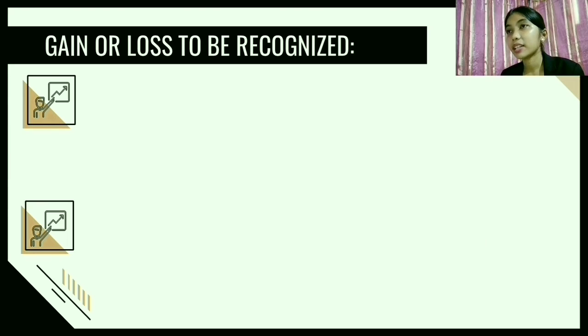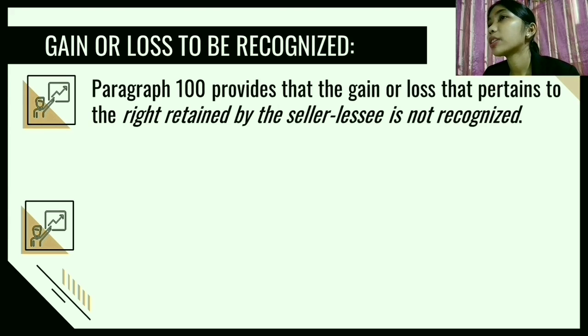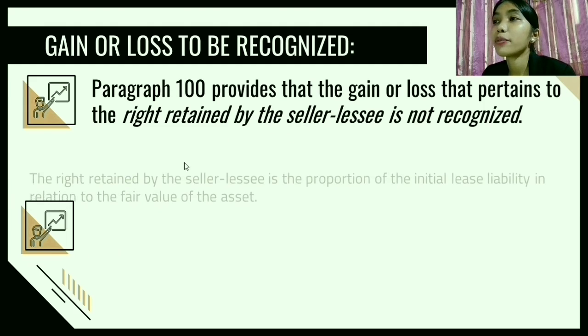Proceed naman tayo kapag meron ng gain or loss na to be recognized. So, hindi sa lahat ng pagkakataon, yung ating asset ay naibebenta ni seller-lessee na pantay or equal doon sa fair value. Minsan kasi merong mas mataas and meron minsan naman na mas mababa lang na ibebenta. So, that's why ang ating IFRS paragraph 100, the gain or loss that pertains to the right retained by the seller-lessee is not recognized. So, yung dun sa gain or loss na nagpa-pertain dun sa right retained by the seller-lessee, hindi po natin siya i-recognize. Bagkus, ito po ay the proportion of the initial lease liability in relation to the fair value of the asset lamang.